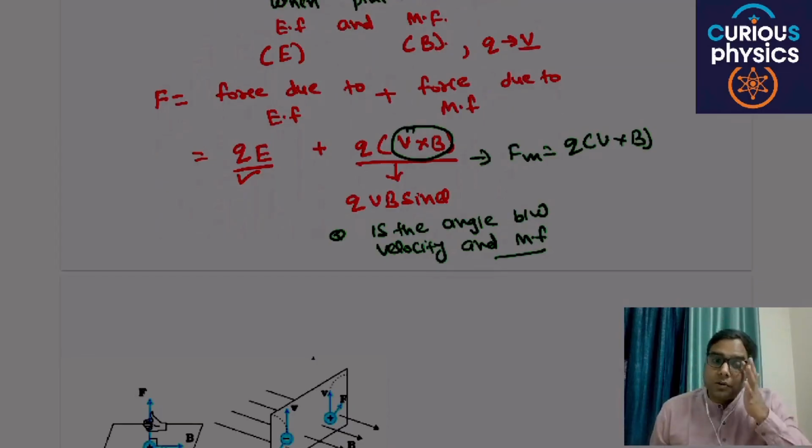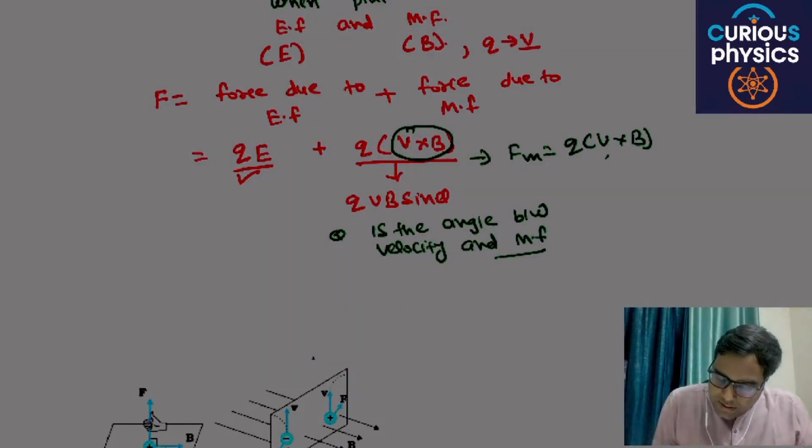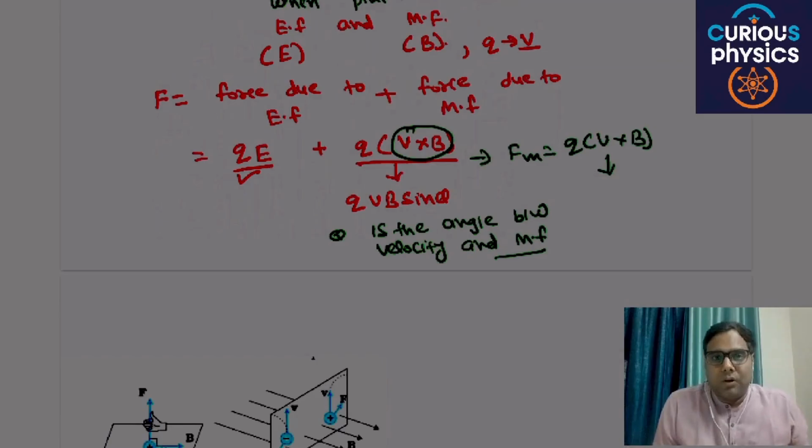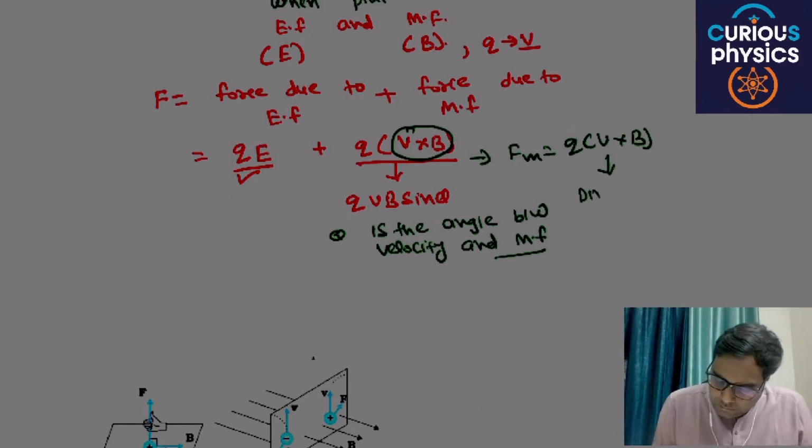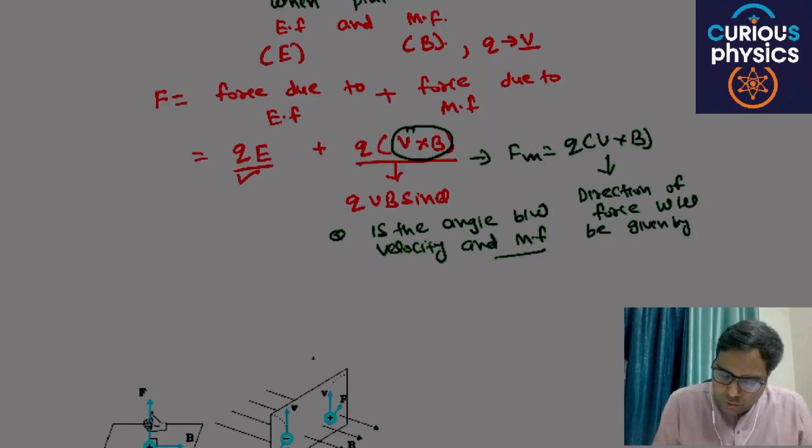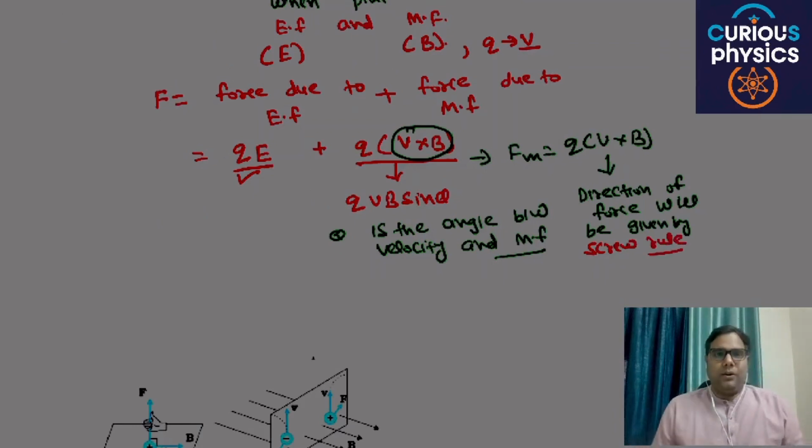We have studied this in class 11 when you studied the concept of torque. Torque is basically nothing but R cross F. The direction of R cross F is given by the screw rule or right hand rule. The direction of force will be given by the screw rule or right hand rule.